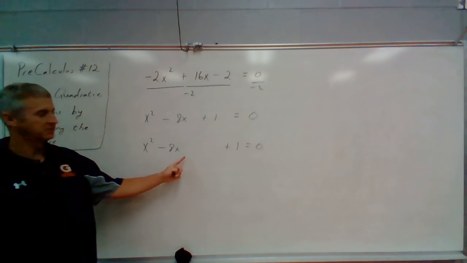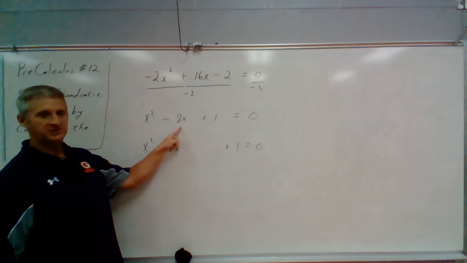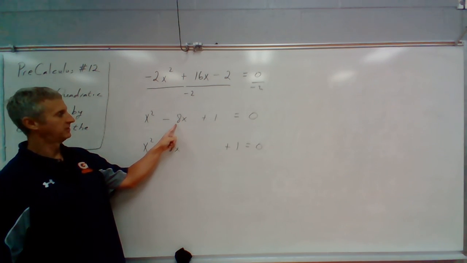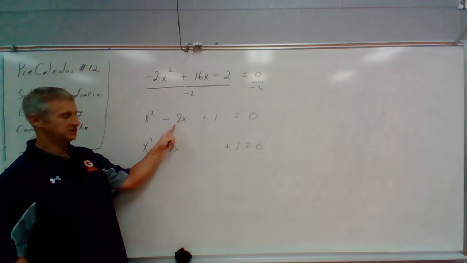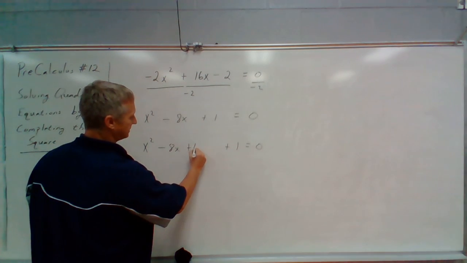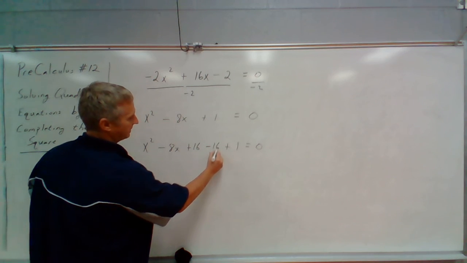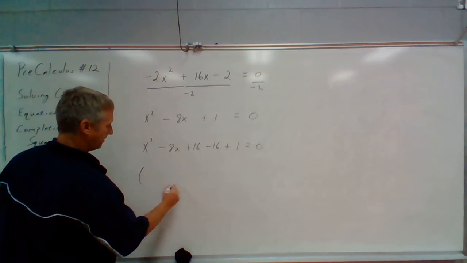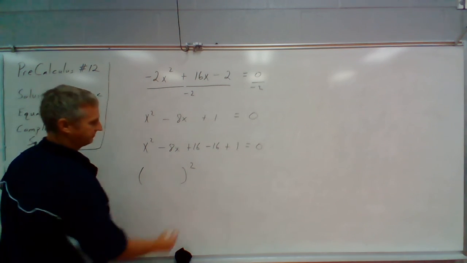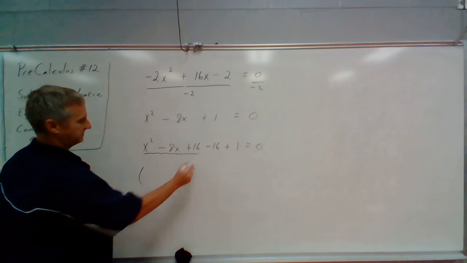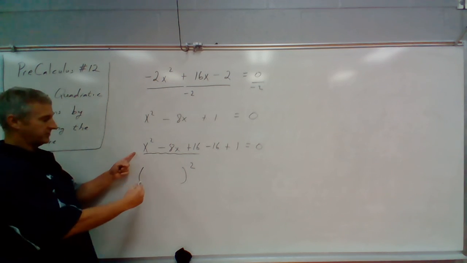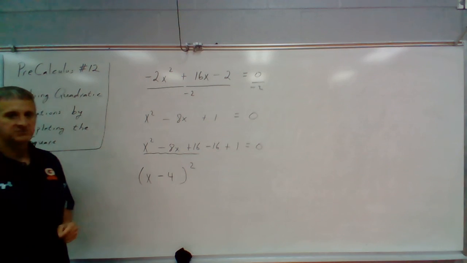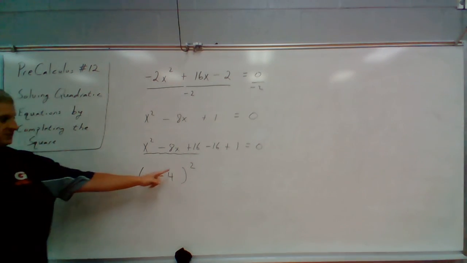All right, to get the magic number, I'm going to take half of this number and square it. Half of negative 8 is negative 4. Negative 4 squared is 16. So I'm going to add 16, and I'm going to subtract 16. Then I'm going to factor these things. Okay, so these first three terms will factor as x minus 4 times x minus 4. So x minus 4 squared.